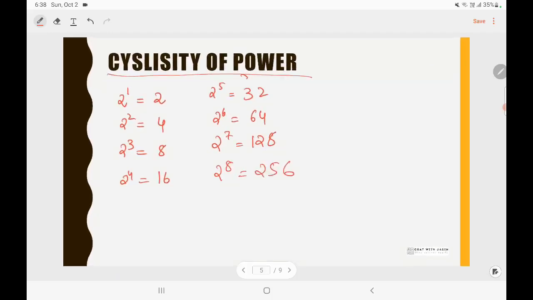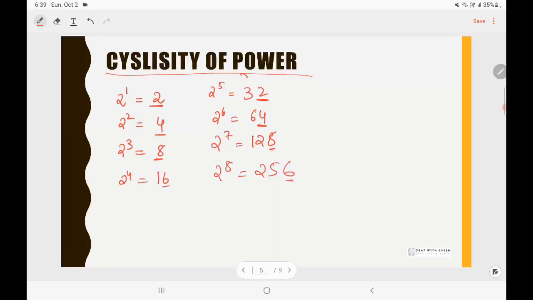Okay. So if you see here, in 2 raised to 1, the unit digit is 2. In 2 raised to 5 also, the unit digit is 2. In 2 squared, the unit digit is 4. In 2 raised to 6, the unit digit is 4. In 2 cube, the unit digit is 8. And in 2 raised to 7 also, the unit digit is 8. Similarly, in 2 raised to 4, the unit digit is 6. And in 2 raised to 8 also, the unit digit is 6.